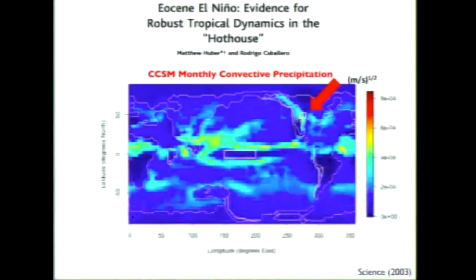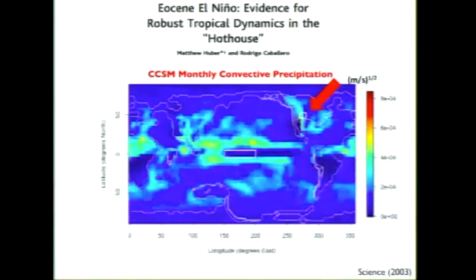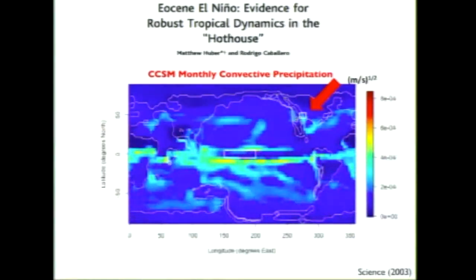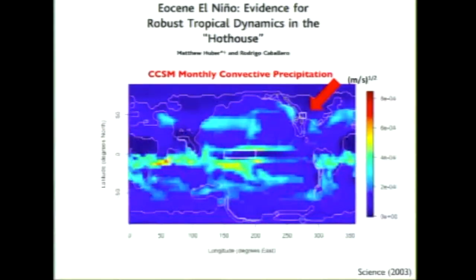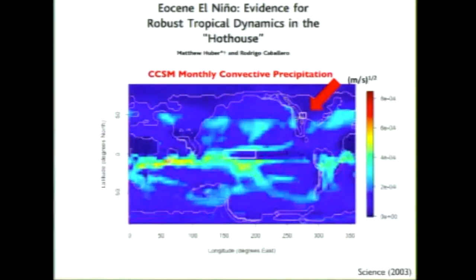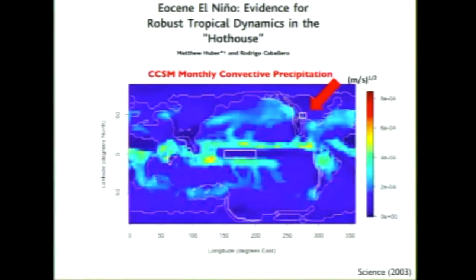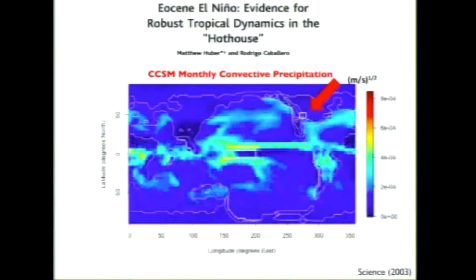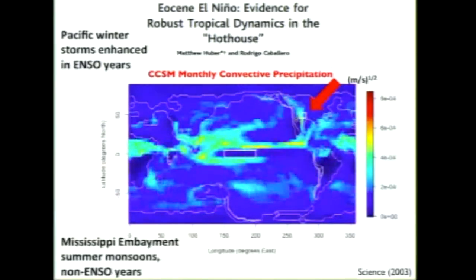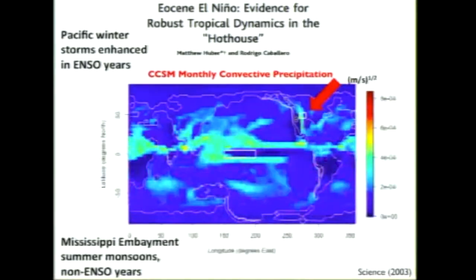The climate models also show this bimodal pattern in this area, with moisture coming up from the Pacific and also from the Gulf of Mexico. So maybe one of them is being enhanced by what's going on in the equatorial Pacific.